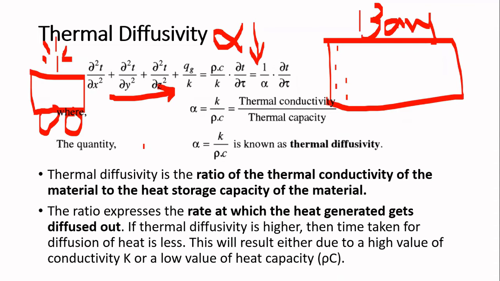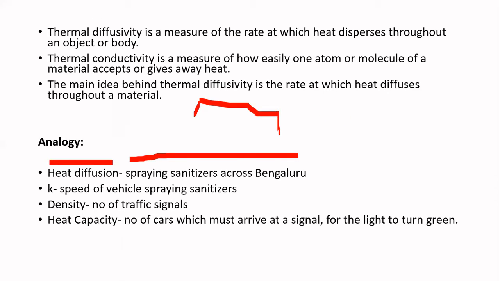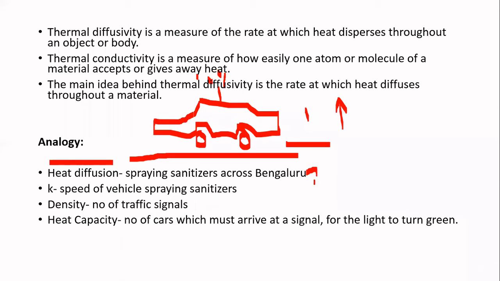Now, we will consider the same example. Here, heat diffusion we have compared to spraying sanitizers across the city of Bangalore. We have got one car or some vehicle that will be used to spray sanitizer throughout the city. Now suppose that the speed of this particular vehicle is very high in the first case, and in the second case, the speed is low. In which case will sanitizer be sprayed quickly? First case or second case?